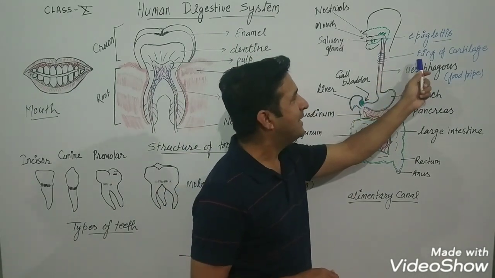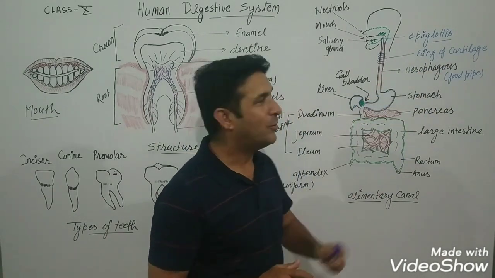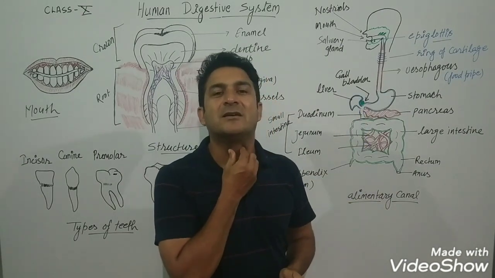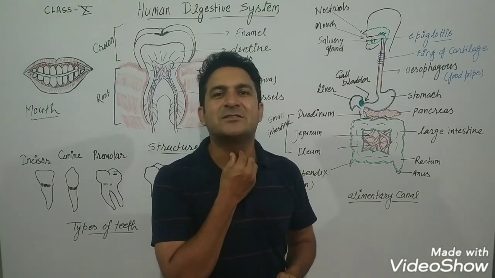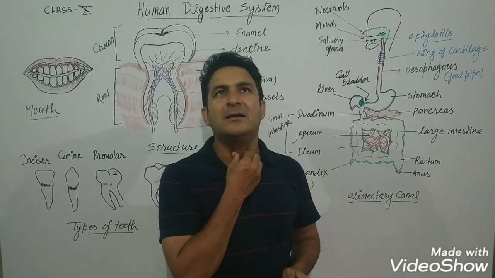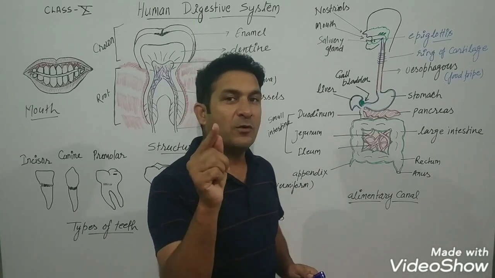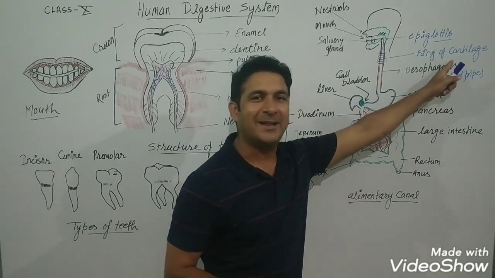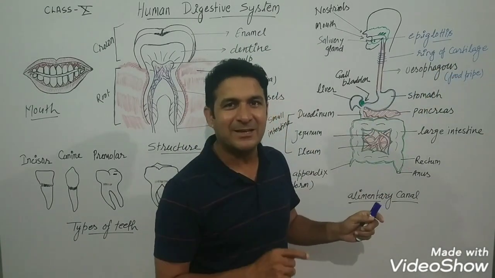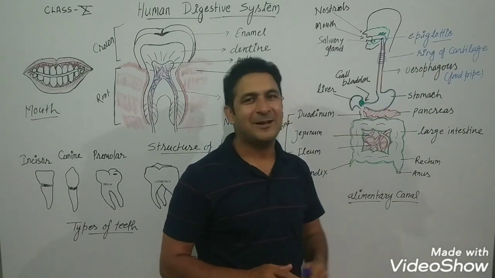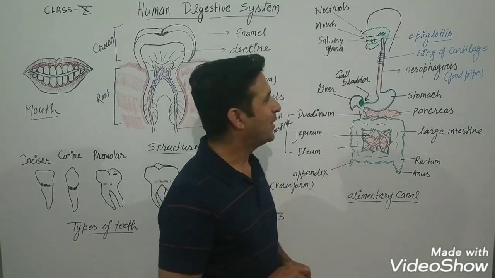After that you can see the ring of cartilage. Just touch here, you will feel some ring-like structures. You will also feel a soft bone-like structure. The soft bone-like structure is called cartilage, and because ring-like structures are there, it is called a ring of cartilage. Got it? Okay.